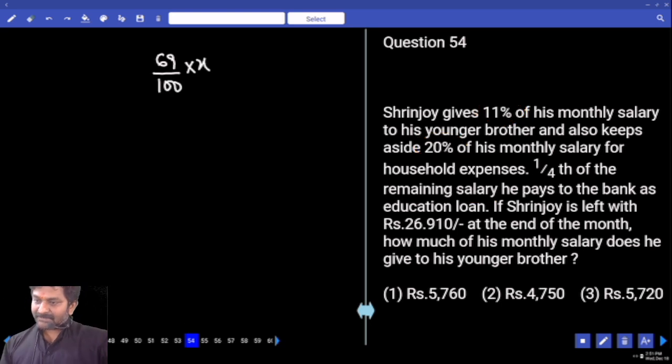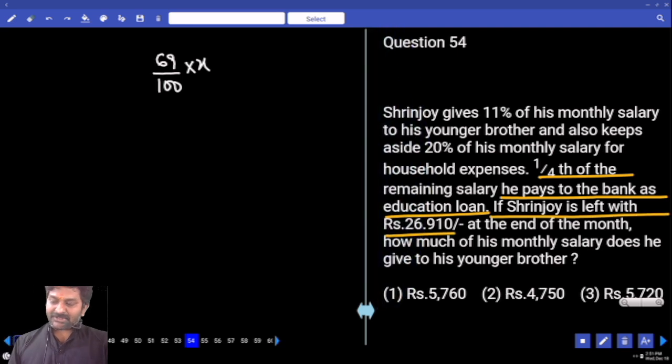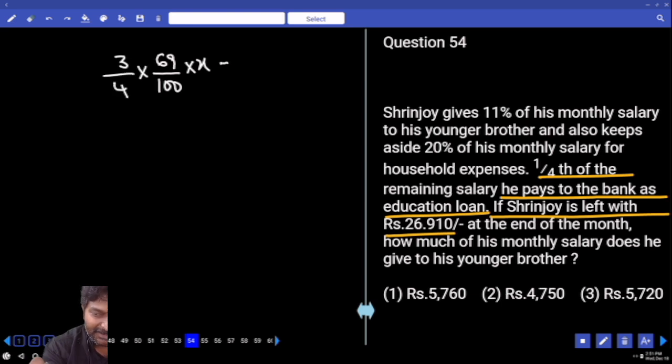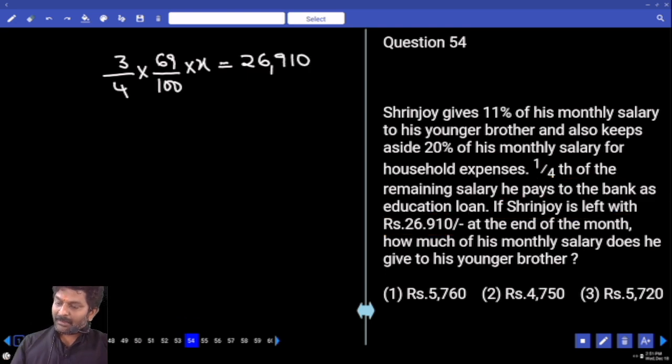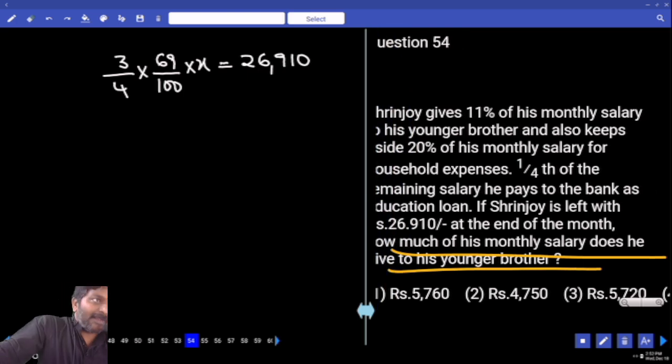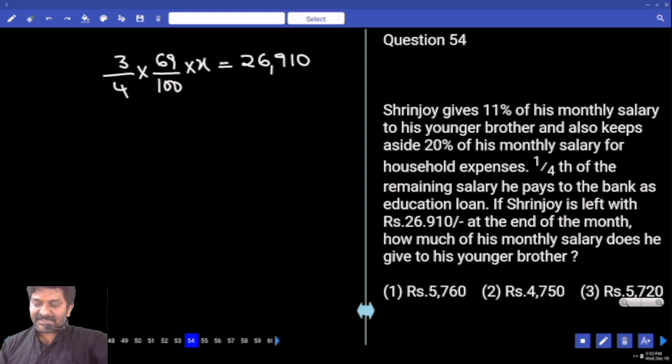Out of this, 1/4 he pays to the bank as education loan. If 1/4 of this is over, how much is remaining? 3/4 of the remaining is left over, which is 26,910. How much of his monthly salary does he give to his younger brother? To his younger brother, what percentage is he giving?